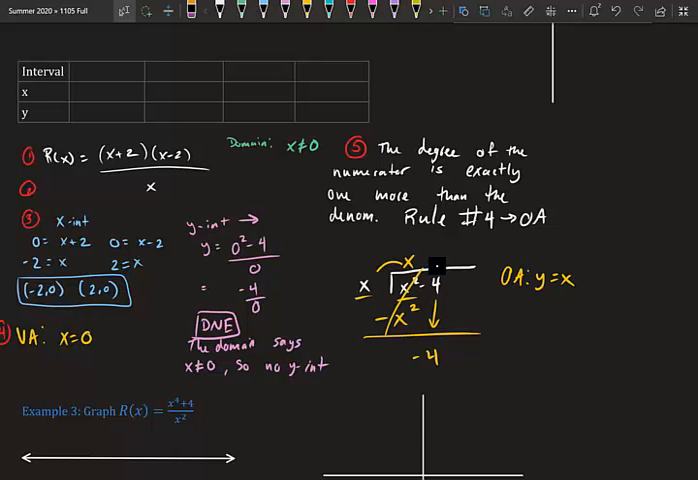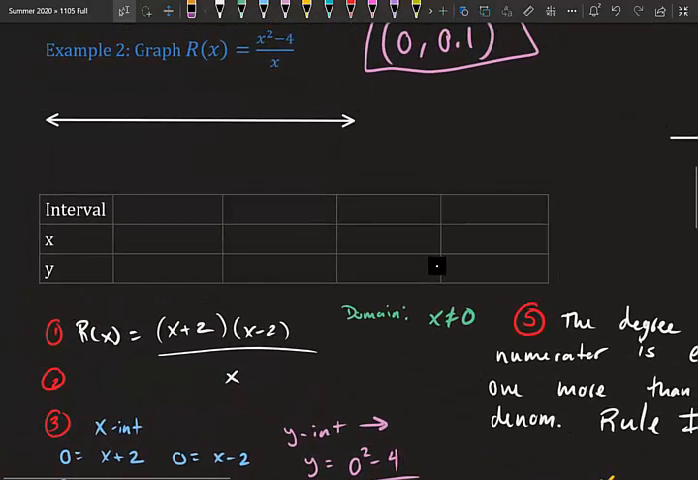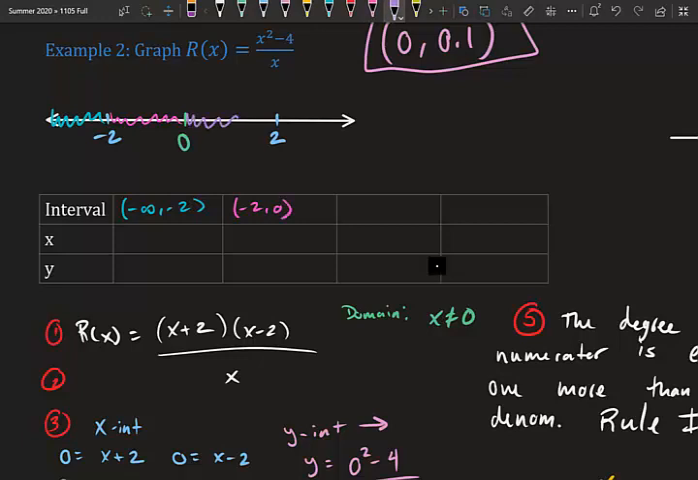We found our oblique asymptote, and let's do our intervals. So we put our x intercepts, so -2 and 2, and then we have another x value at x can't be 0. All right, now we have all of our x values. Let's find our intervals. So we have an interval from -infinity to -2. We have another interval from -2 to 0. We have another interval from 0 to 2.